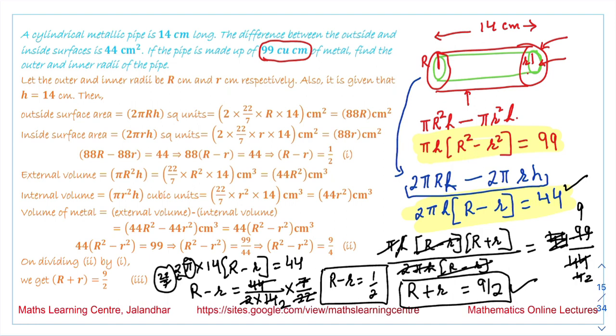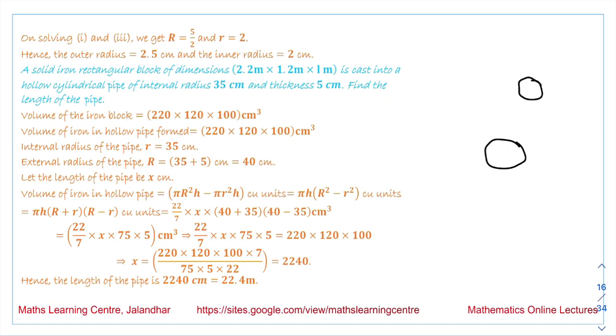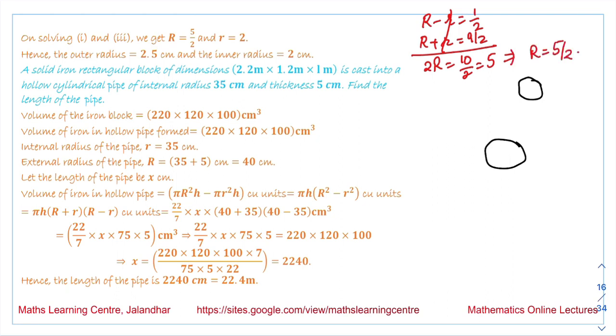Now if we add these two equations, we have shown in the next slide, capital R minus small r is equal to 1 by 2, and capital R plus small r is equal to 9 by 2. So if we add these two equations, we get 2 times capital R is equal to 10 by 2, which is equal to 5. So this gives us R is equal to 5 by 2. So the value of small r that we will get is capital R minus 1 by 2. So it is 5 by 2 minus 1 by 2, and this value is equal to 2. So the final answer that we will get is that the outer radius is 2.5 centimeters and the inner radius is 2 centimeters.